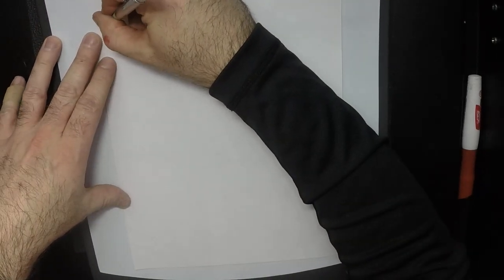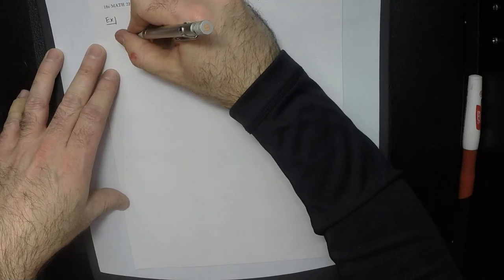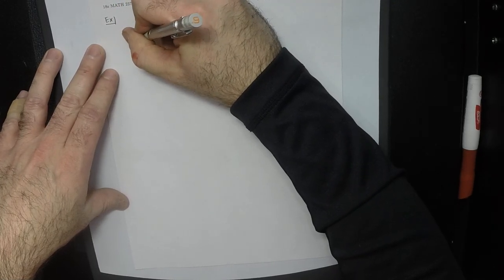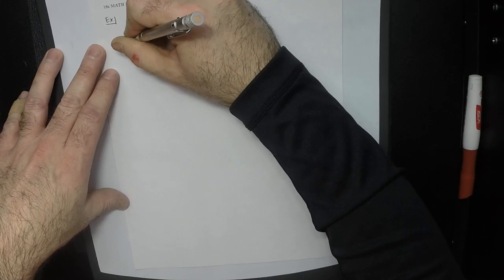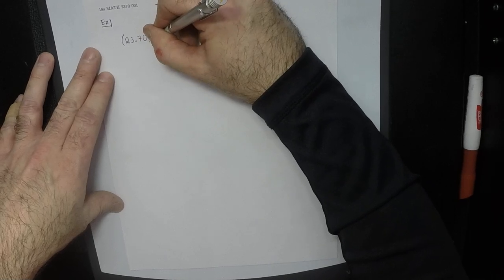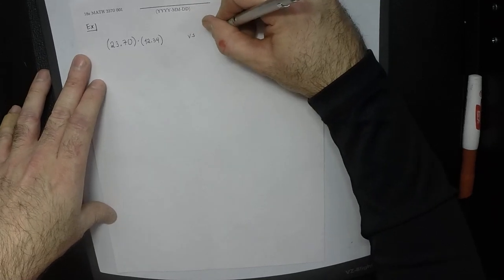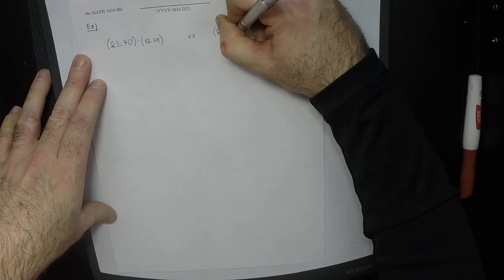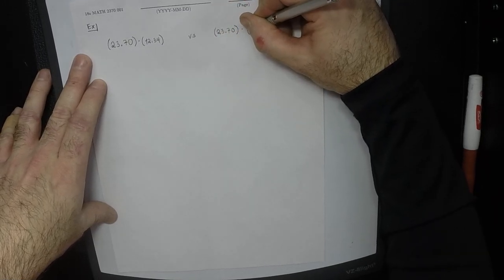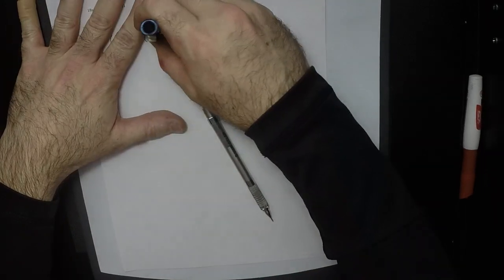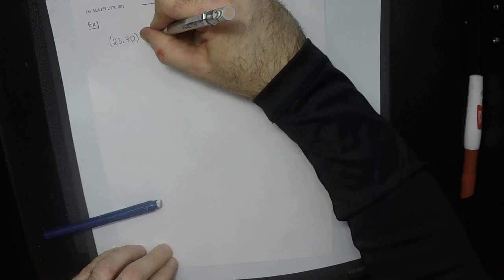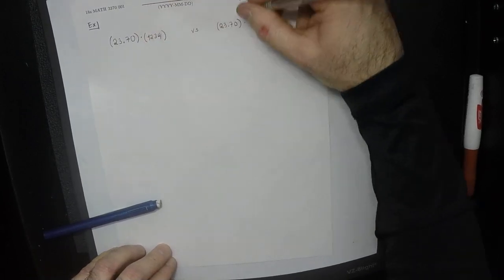As a result, I have a question for you. Suppose that I give you this number, say like 23.70, and I want you to multiply it by 12.34. I don't want you to do it yet. Versus 23.70 multiplied by, say, 1,000. In fact, instead of making that 12.34, I'm just going to make it 1234, because the point I'm trying to make is illustrated just as well either way.